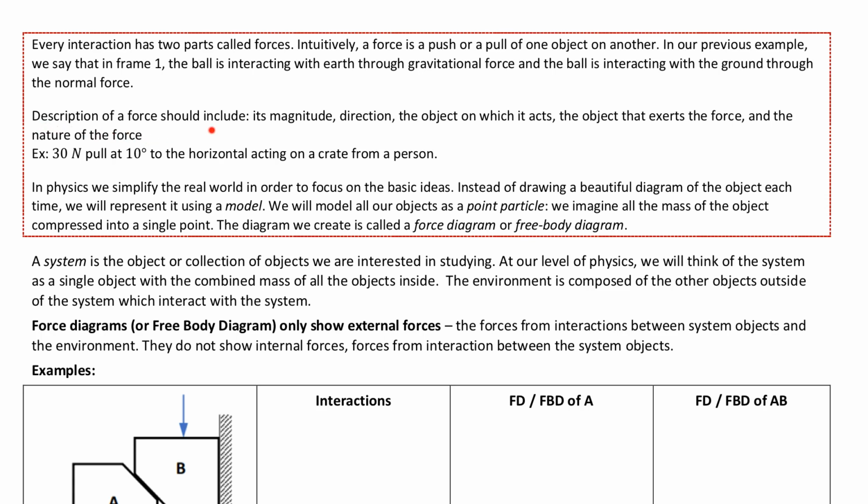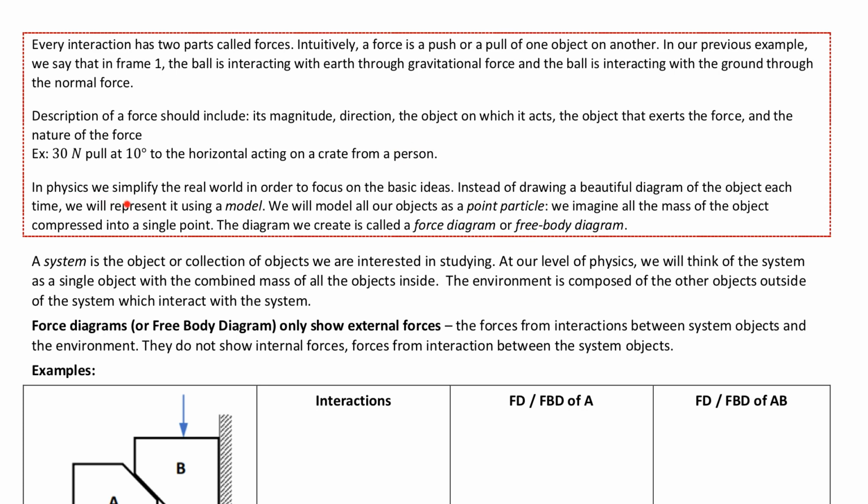Description of force should include its magnitude, direction, the object on which it acts, the object that exerts the force, and the nature of the force. So for example, 30 Newton pulls at 10 degrees to the horizontal, acting on a crate from a person. So look, we got the magnitude, we got the unit, and we get the direction, 10 degrees to the horizontal, the object that it acts on, the crate, and the object that exerts the force, that's the person.